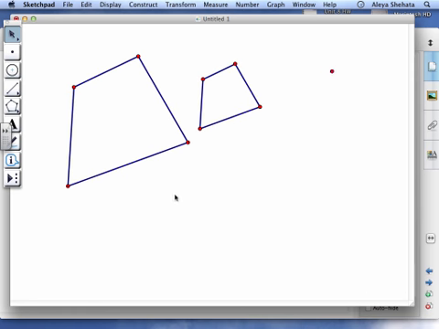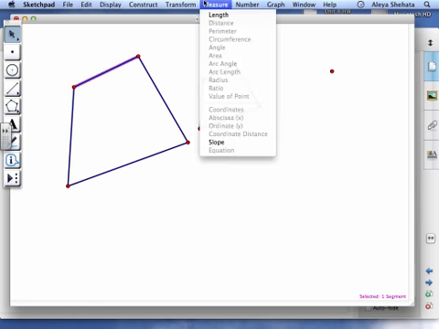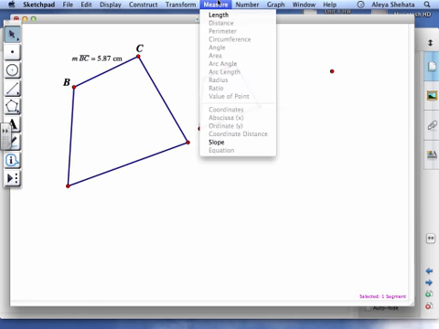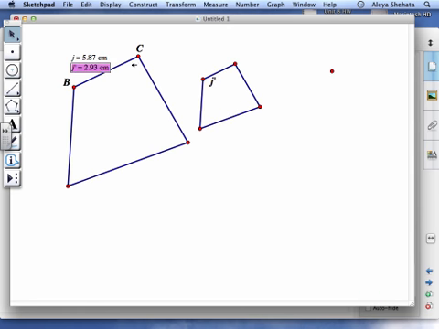Now I want you to notice the relationship between the sides of each of these figures. They are obviously not congruent. This side is not congruent to this side, but I can measure it and see if there is a relationship between how big each side is. So this side, it tells me, is 5.87. This side right here is 2.93. Now the relationship between these is that this is almost double this. It's about double.